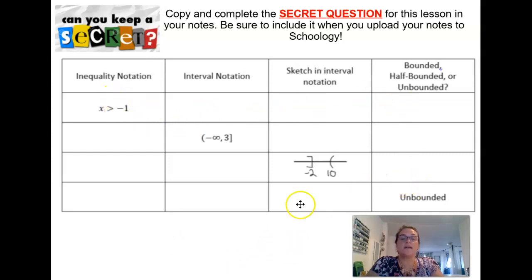You're going to fill in all of the missing information on this table here and do your best, and we'll see how it goes.